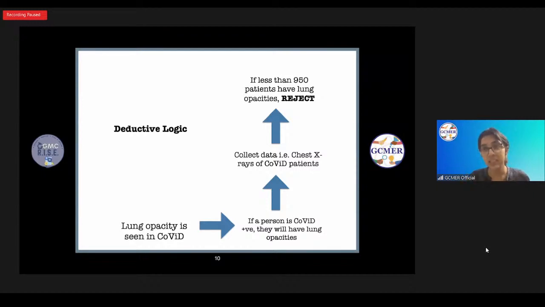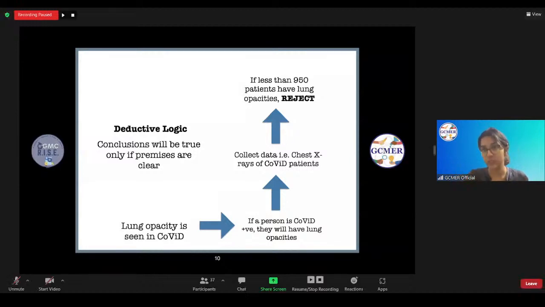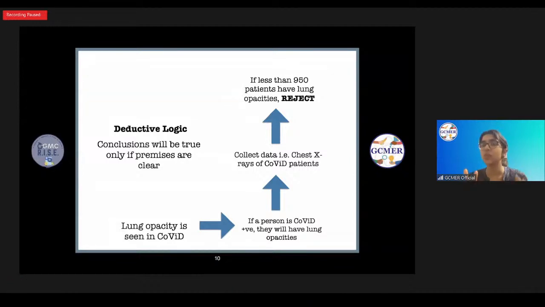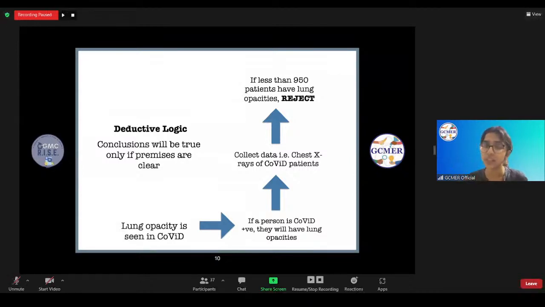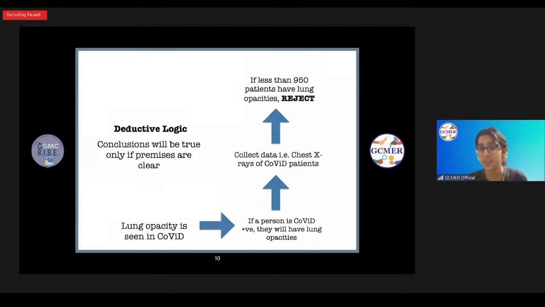And research follows deductive logic, right? This is what we follow in research. We have a theory, we have a hypothesis, and then we try to arrive at the conclusion by doing valid research. The conclusions will be true. That is, this conclusion that we have found, that lung opacities are seen in COVID patients, will only be true if the premises are clear, right?